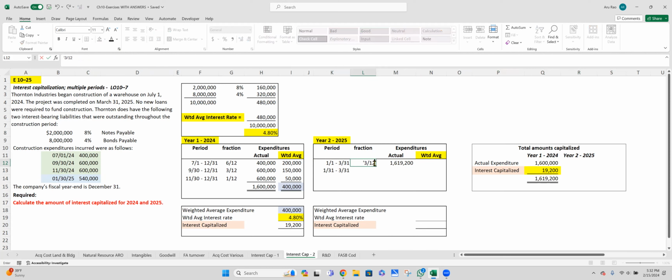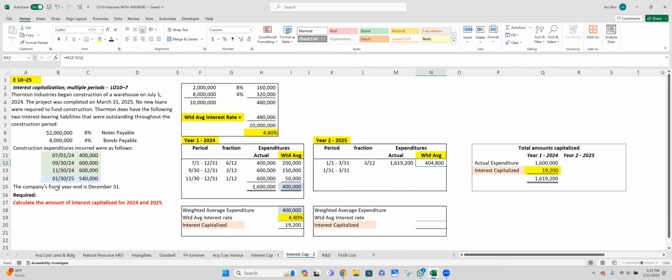3 over 12. And how do I come up with 3 over 12? I had it for all 3 months. On this number, we accrue interest for all 3 months out of the year. The project is completed on March 31st. That's why we're looking at only 3. So this number works out to 404,800.